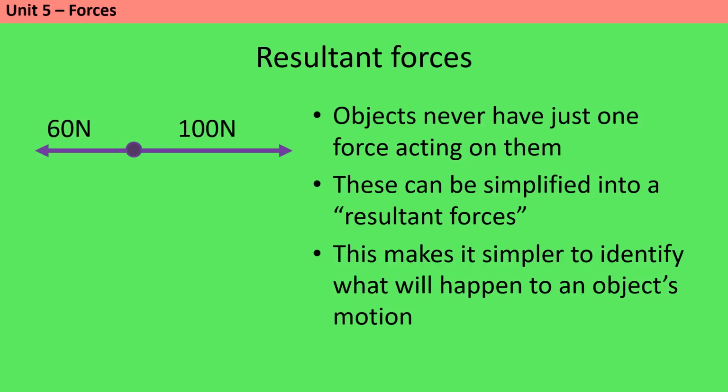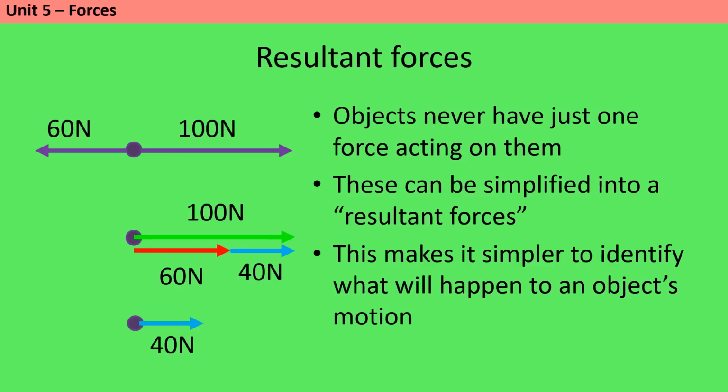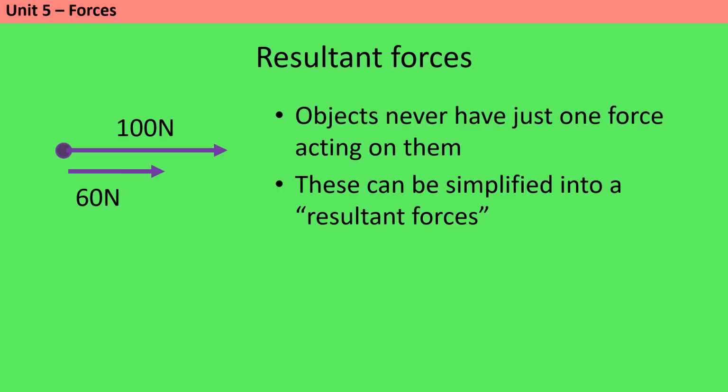In the example shown by this free body diagram, I've now got two forces pulling in opposite directions. You can think of the right-hand force as being made up of 60 newtons, which is opposing the left-hand force, and then another 40 added on. So the overall force that's acting, the resultant force, is 40 newtons to the right. Similarly, if I have two different forces which are acting in the same direction, I can just add them together to give me the resultant force.